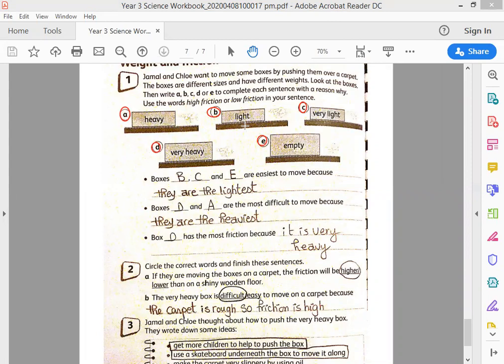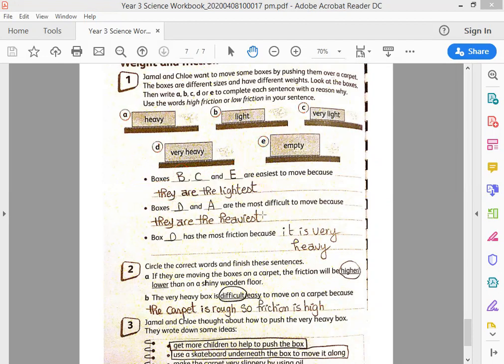Okay? Let's see the question, the first bullet. Which boxes are the easiest to move? What do you think? Of course, the lightest boxes are going to move easily, like box B, which is light, and box C, which is very light, and box E, which is empty. Why are they the easiest to move? Of course, because they are the lightest. They don't need much force to be moved. They need very little force to move because they have a very small mass. Okay.